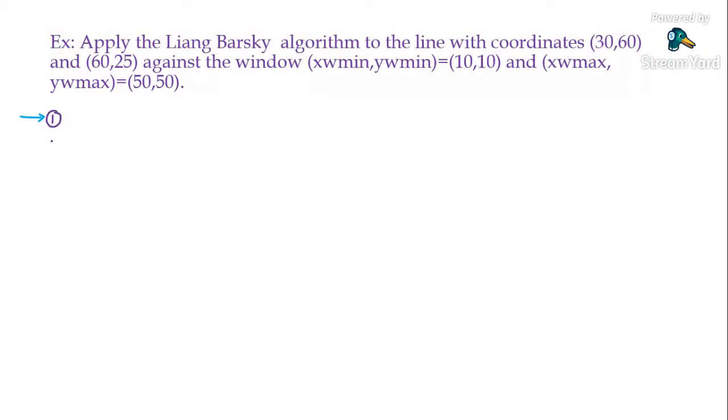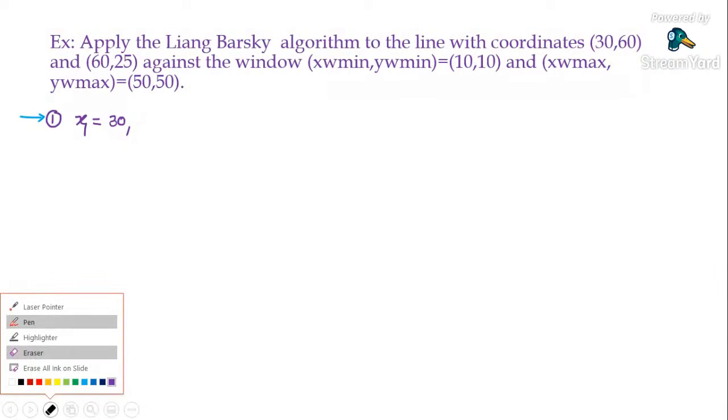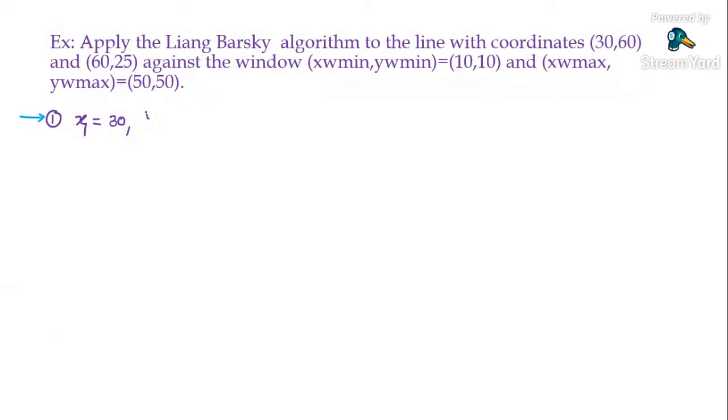Step number 1 is you have to accept the inputs. So what are the inputs? You can write them in inputs here. x1 is equal to 30, y1 is equal to 60, x2 is equal to 60, and y2 is equal to 25.